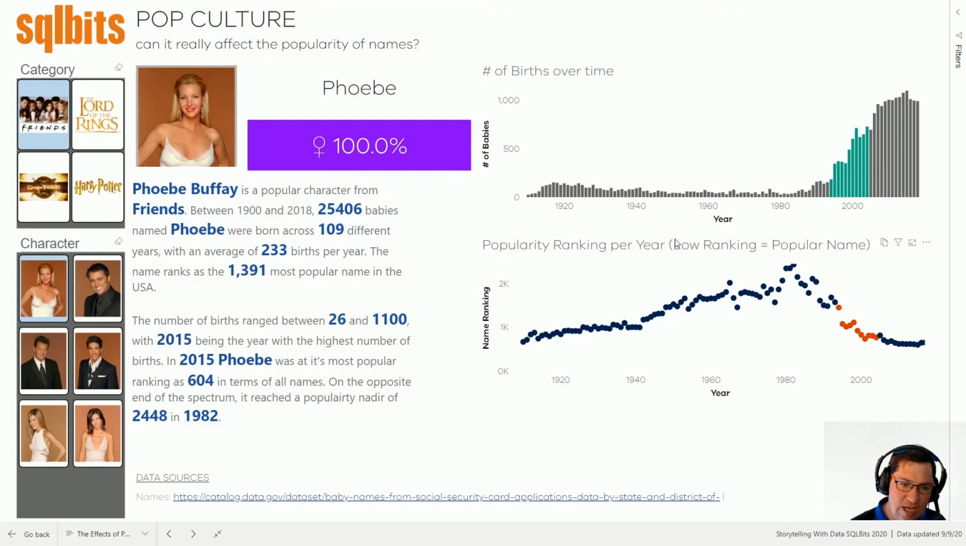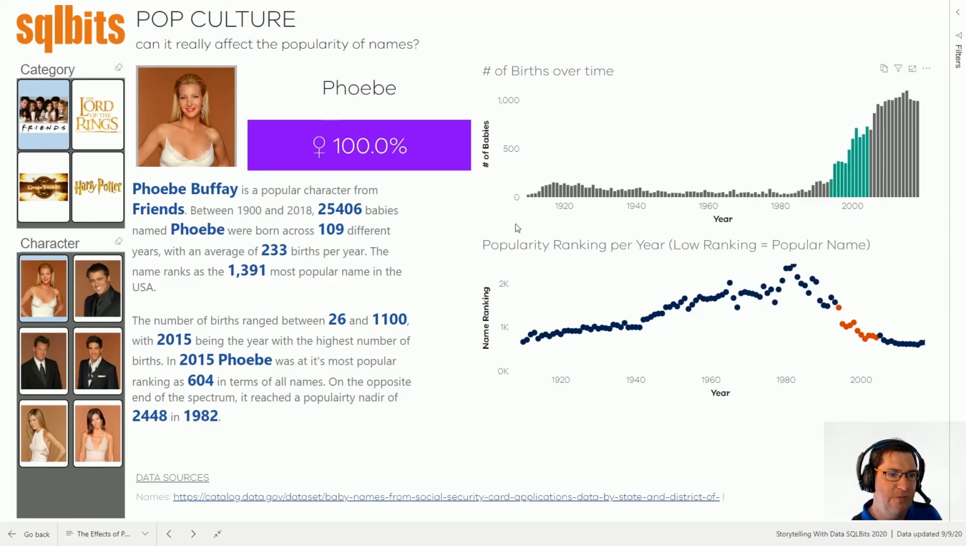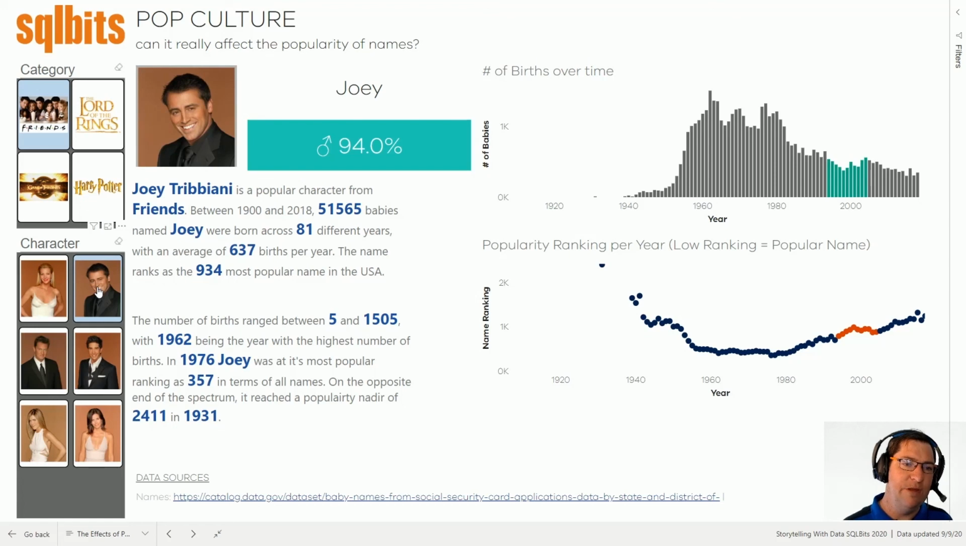So the first thing we can quickly look at, and you can see that with Phoebe, the name Phoebe has definitely exploded over time. I don't think it has much to do with Friends, although it does look as though it really started taking off while Friends was on, and it seems to have kept going up since Friends went off the air. Joey is a bit of a difficult one, because Joey, Joseph, Joe, lots of variations of the name. So I don't think there's too much to be gleaned there.